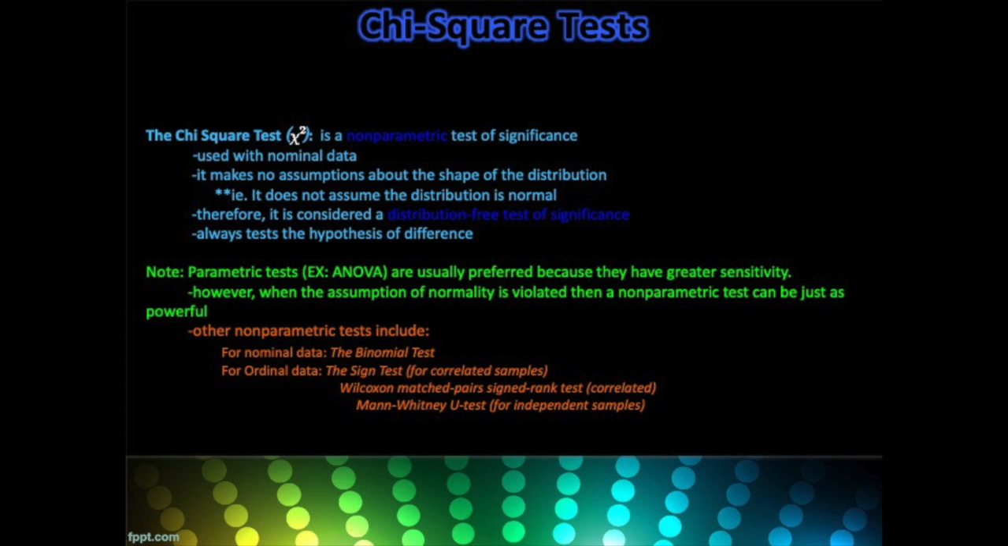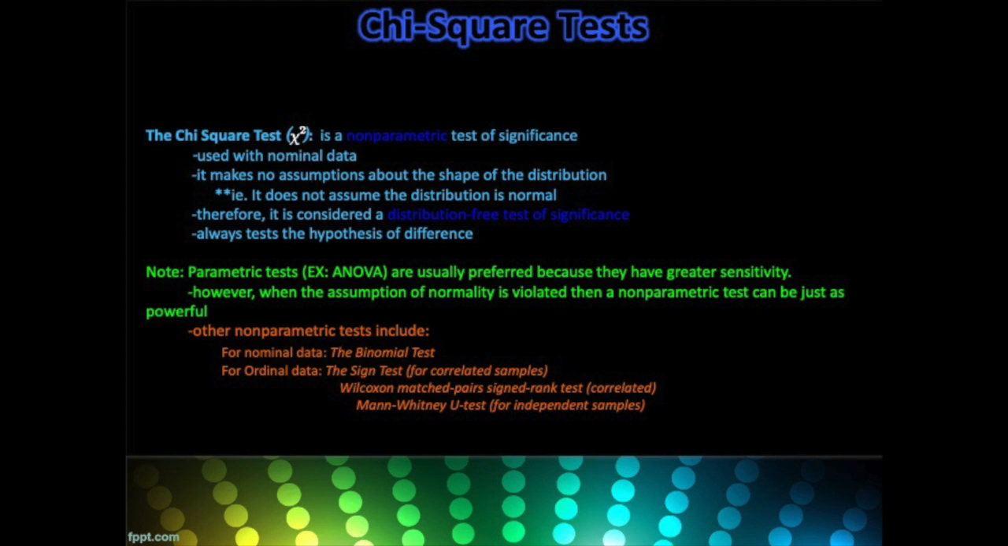So another important thing to note is that when we use a test that doesn't make assumptions about the distribution, it is called a non-parametric test, and it is also called a distribution-free test of significance. So when to use the chi-square: you should use a chi-square test if you have nominal data. So if you have categorical data or words in your data set, the way you're collecting data is using names, words, categories, then you're going to have nominal data and you would need to use a chi-square.